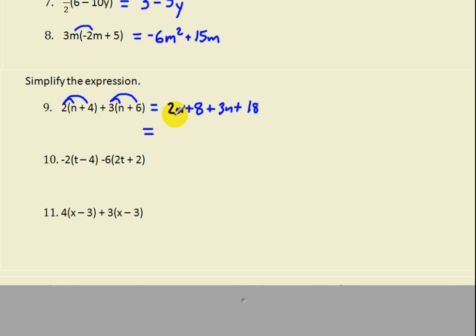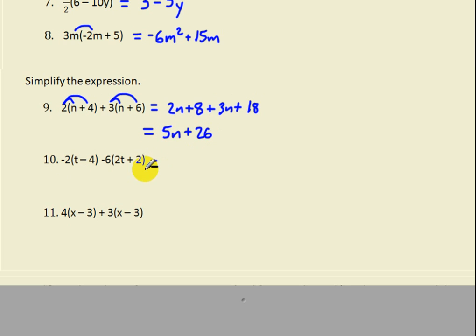Then we look for like terms. 2n and 3n will give us like terms, so those will add to 5n. And then our constants can add together. 8 plus 18 will give us 26, and that's as far as we can go.